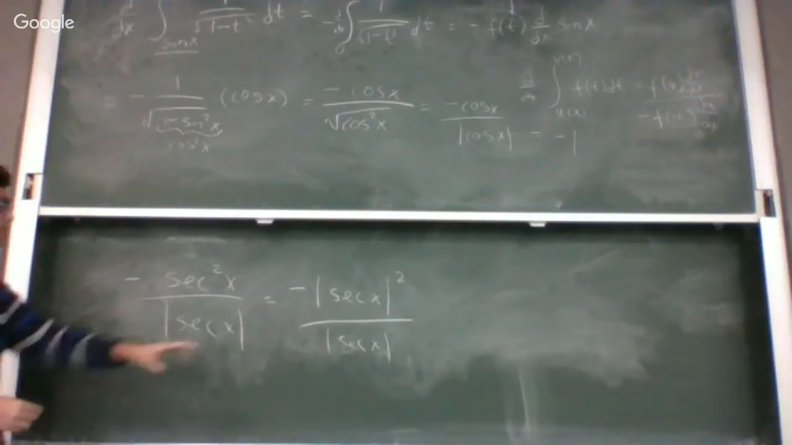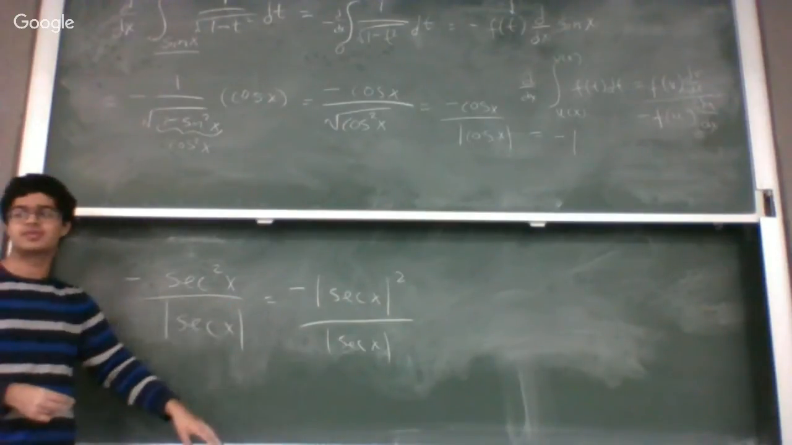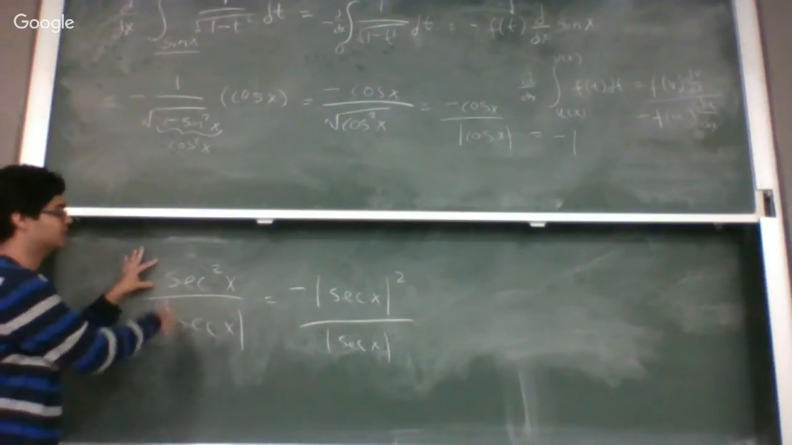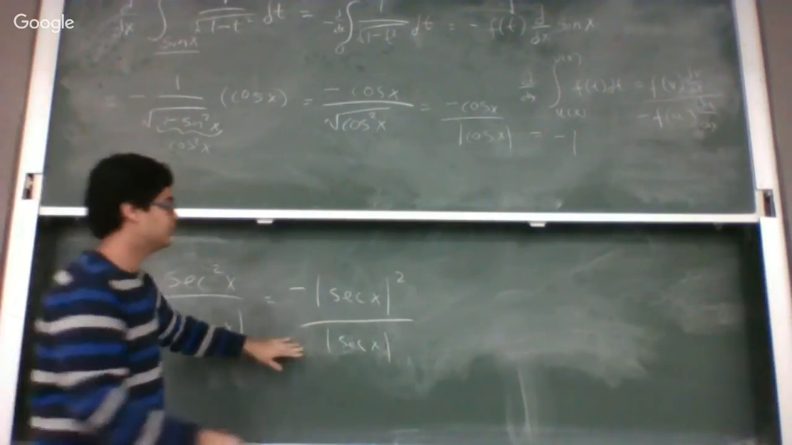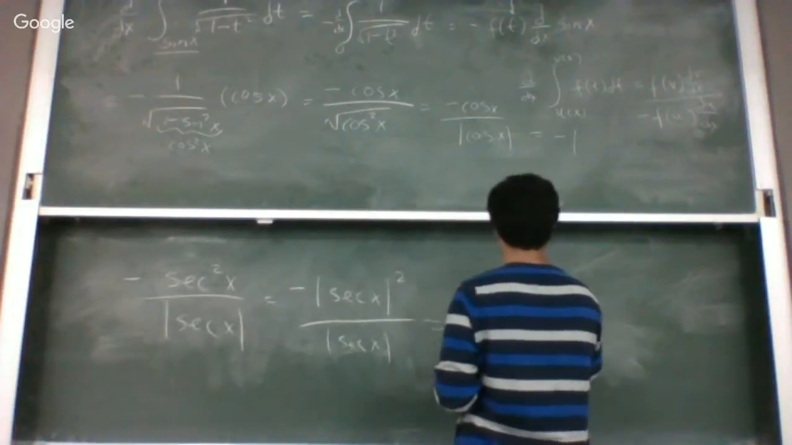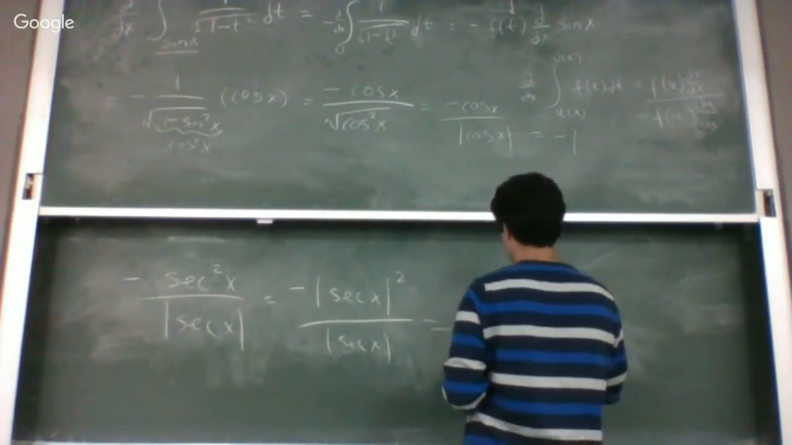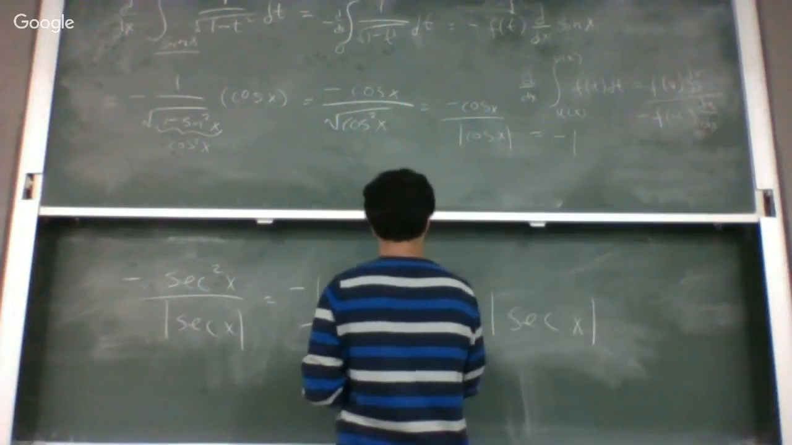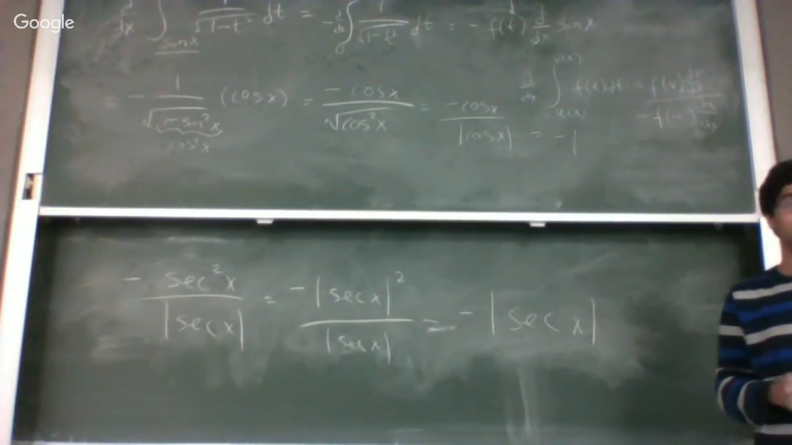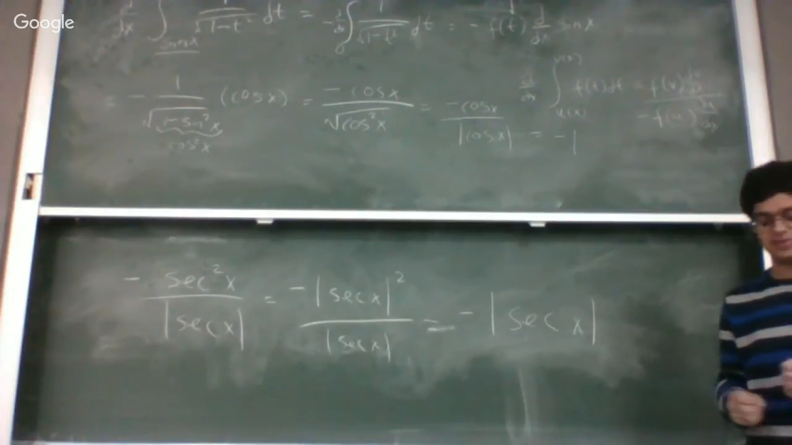So this way, the information is that, ignoring the negative, this always needs to be positive. So when we cancel one of them out, we just have negative absolute value of secant. That will probably be on your practice.